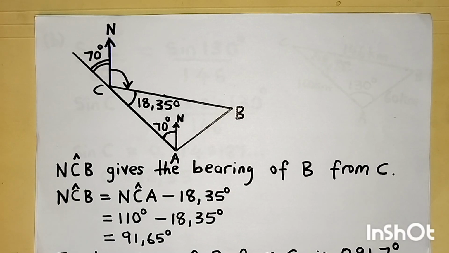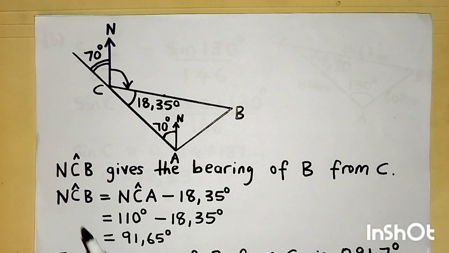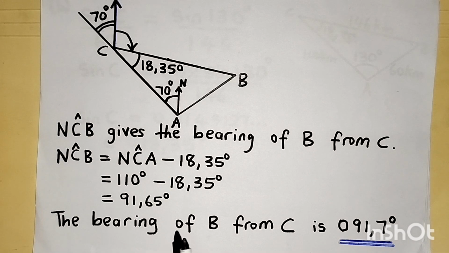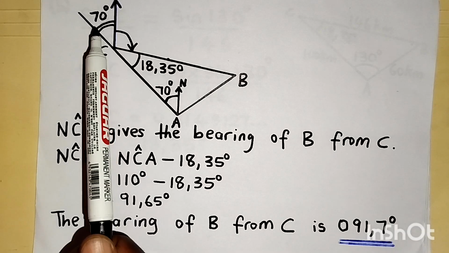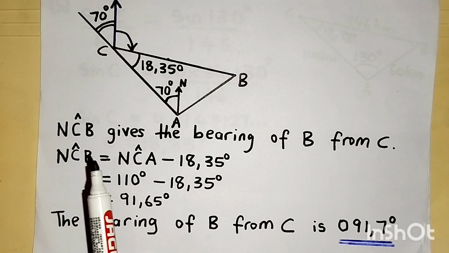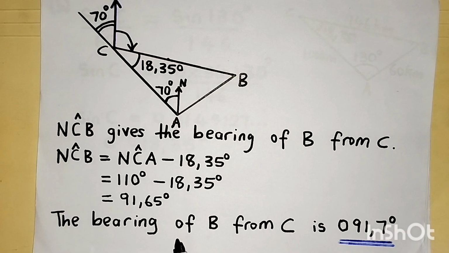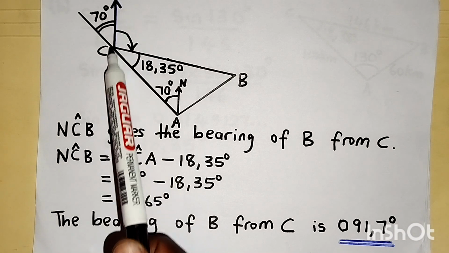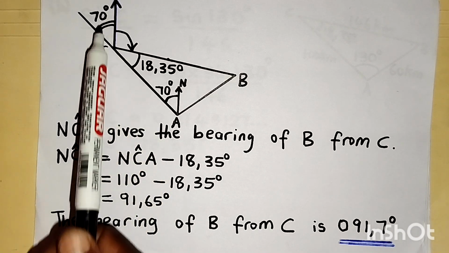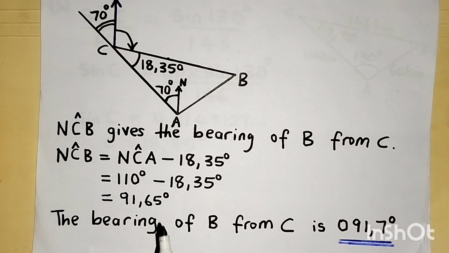Now, we know that this angle inside the triangle at C is 18.35 degrees. AC is a straight line, and a straight line adds up to 180 degrees. The angle here between the north arrow and AC produced is 70 degrees because it is a corresponding angle. It is equal to this 70 degrees here. And NCA equals 110 degrees. If we remove 70 degrees from 180, remember this is a straight line, we get 110. So NCA is 110 degrees.